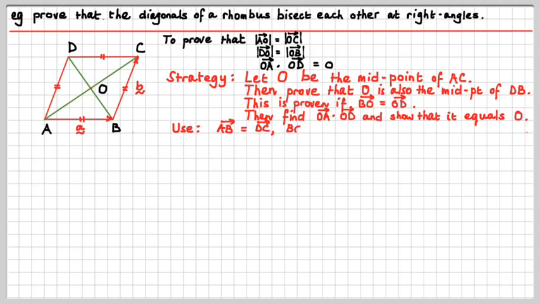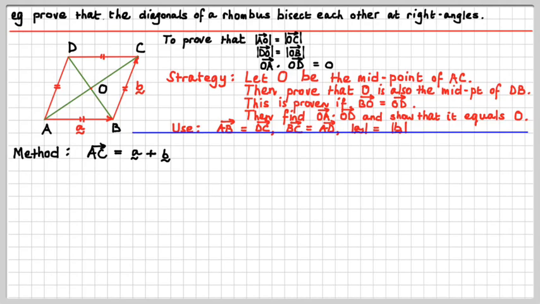Now, what are we going to use? We're going to use the fact that vector AB equals vector DC. They're opposite sides. We're going to prove that vector BC equals vector AD. They're opposite parallel sides. And we're also going to prove that the magnitude of little a, which is capital A, capital B, is equal to the magnitude of vector little b, which I've written as capital B to capital C. That's all I've got to do. And it's really easy. Let's go.